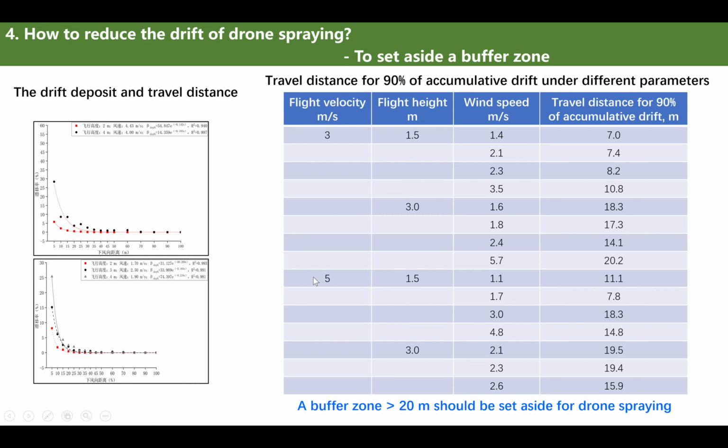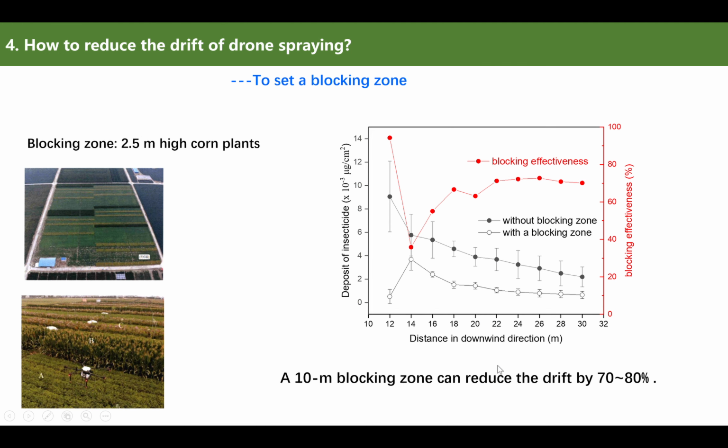Then, how to reduce the drift of drone spraying? The first strategy is to set aside a buffer zone. This table shows the travel distance for 90% of accumulative drift and the different parameters. This column is the travel distance. From this column, you can see a buffer zone of at least 20 meters should be set aside for drone spraying.